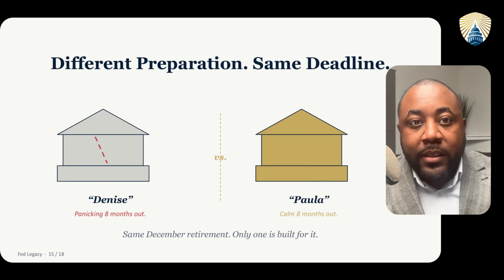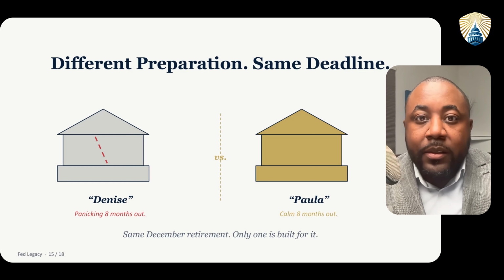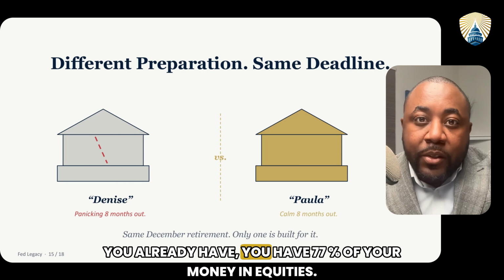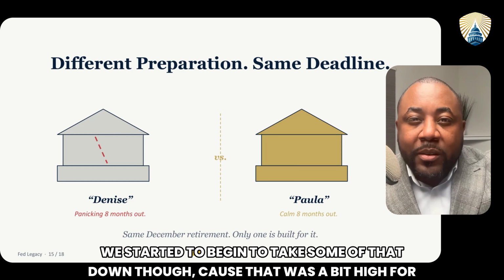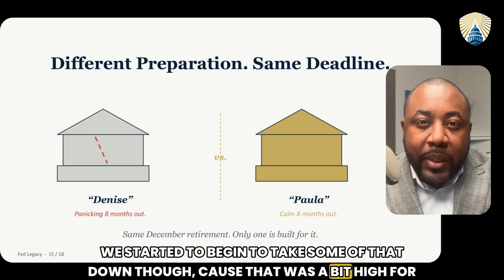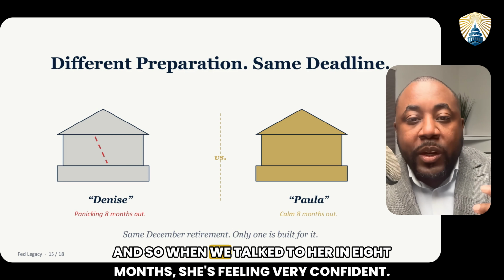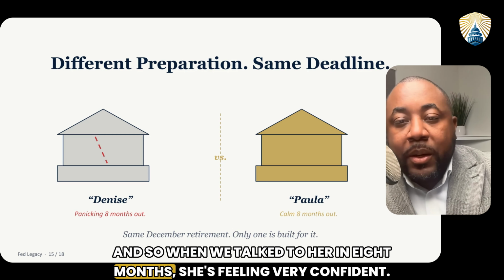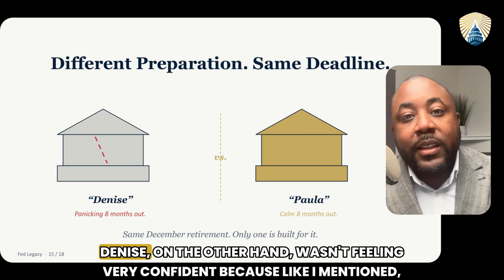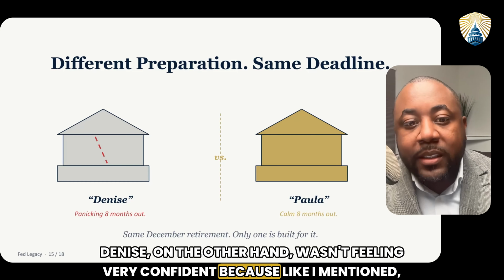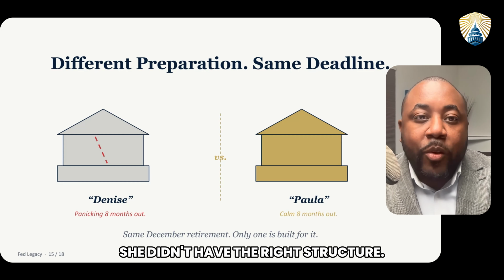Like, yes, this is where you go for income. You have your Roth conversion strategy already set up. You have 77% of your money in equities. We started to take some of that down though, because that was a bit high for where she was, but she still had the right mindset. And so when we talked to her in 8 months, she's feeling very confident. Denise, on the other hand, wasn't feeling very confident because, like I mentioned, she didn't have the right structure.